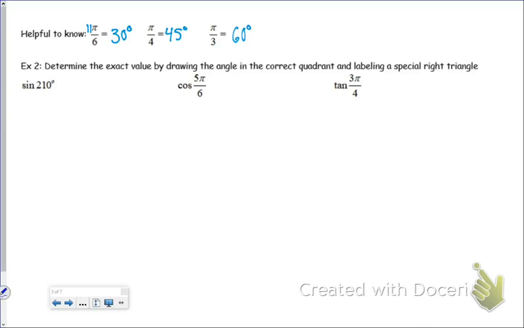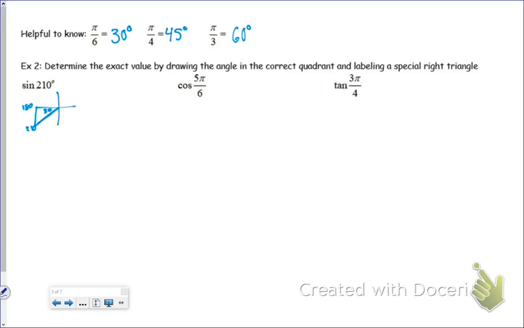So if this is 11 pi over 6, the reference angle will be 30 degrees. If this is 15 pi over 4, it's going to have a reference angle of 45 degrees. So what we need to determine then is which quadrant it will be in, and that's why we did the work we did yesterday. So if I want to find the sine of 210 degrees, I'm going to label 210. 210 is past 180, so it's going to be in quadrant 3. The reference angle, the distance between those, is 30. So I can still fill in my special right triangle.